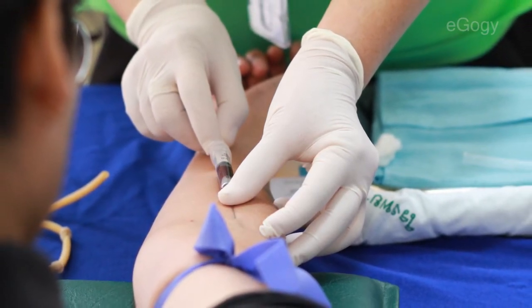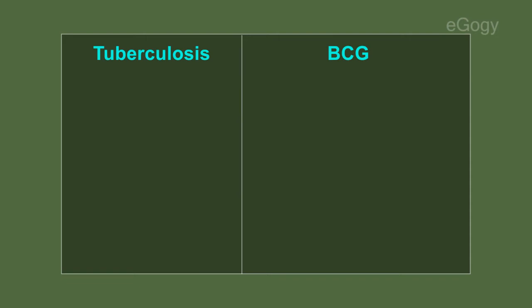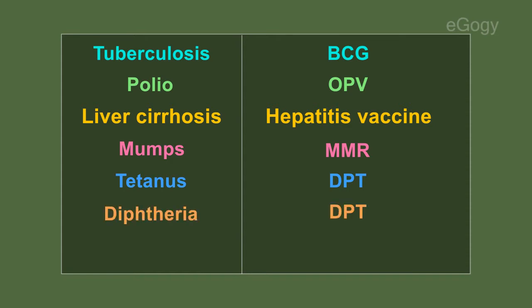Let us examine which are the important vaccines. Tuberculosis: BCG. Polio: OPV. Liver cirrhosis: hepatitis vaccine. Mumps: MMR. Tetanus: DPT. Diphtheria: DPT. Whooping cough: DPT.